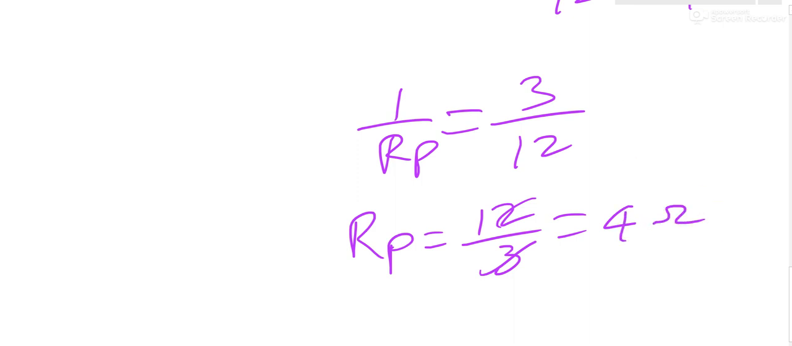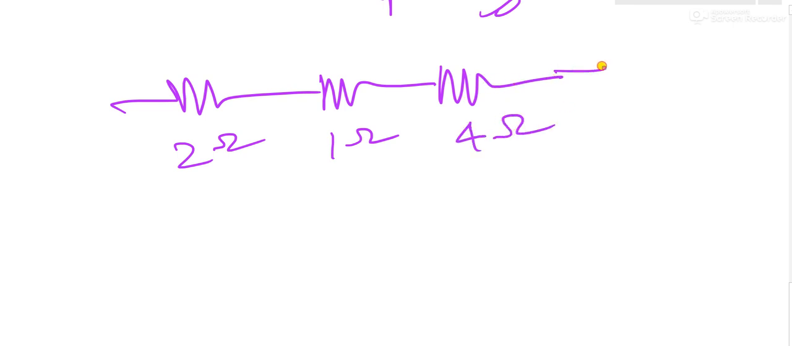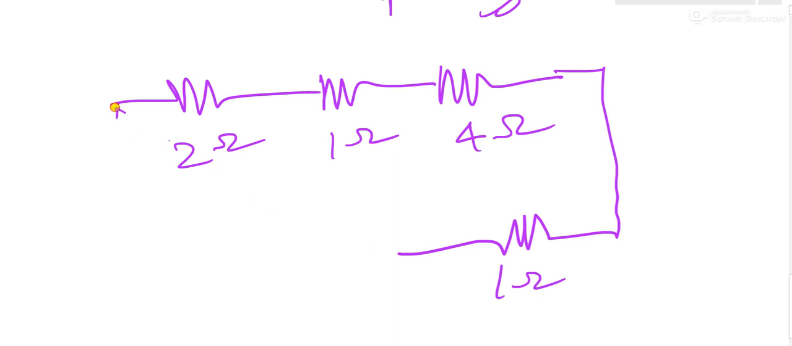Now I am redrawing the diagram. See here, this is going to be 2 ohms. This one I have not disturbed, 1 ohm. This I get as 4 ohms. Now this one I already have, 1 ohm. Now the voltage applied is 16 volts.